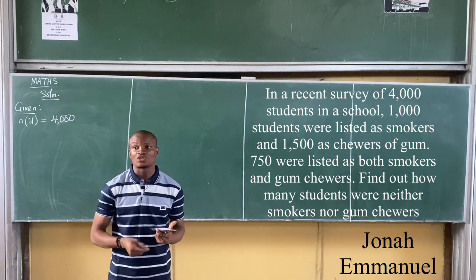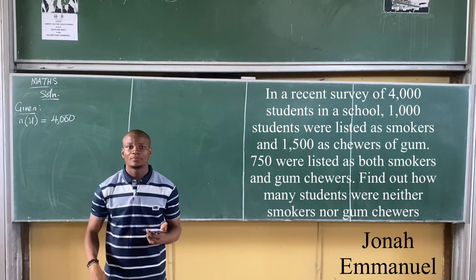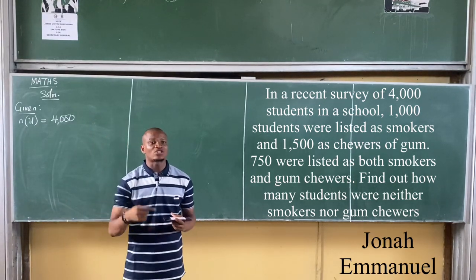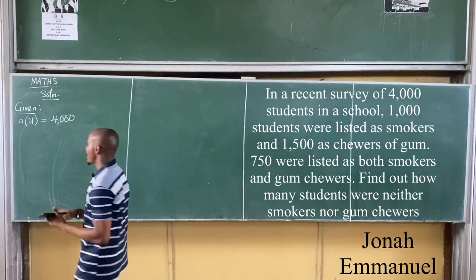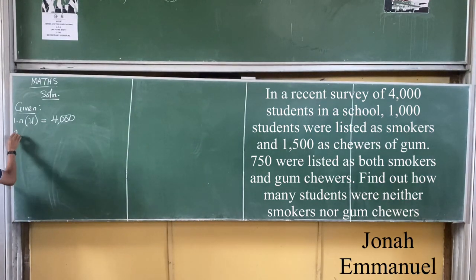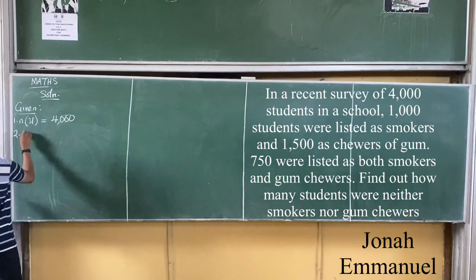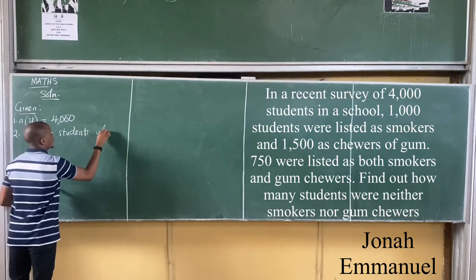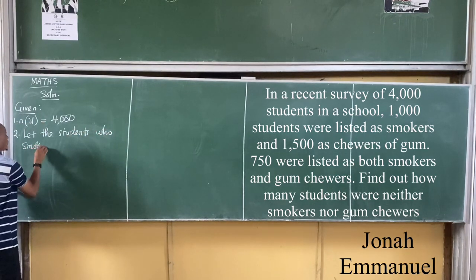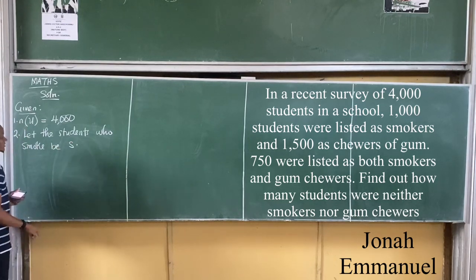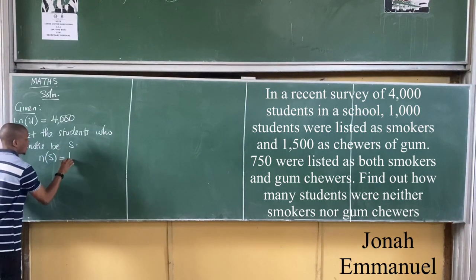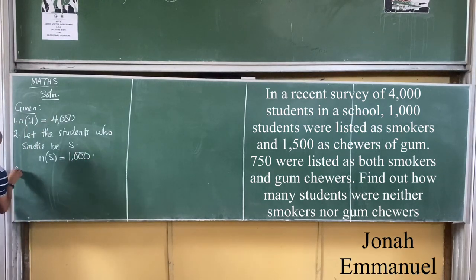Your first task is to define each of them. Take down. Let the students who smoke be S. Next up, find the total number of smokers. So n of S, please check, how many there? 1,000. Alright, I've defined that.